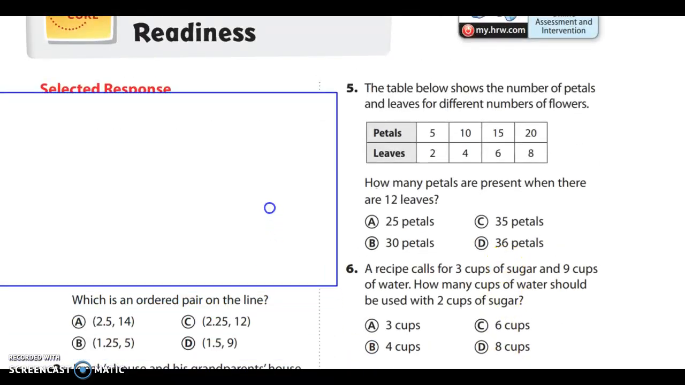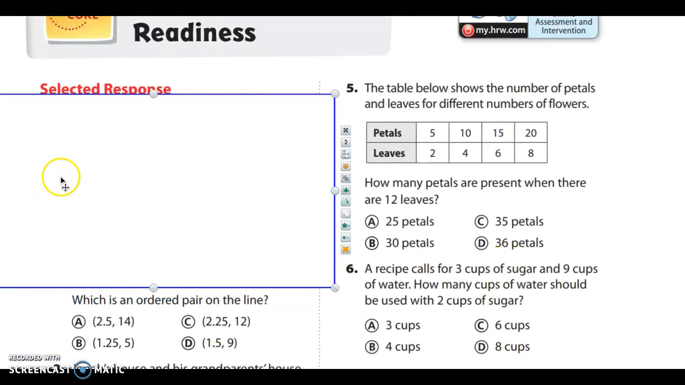Number 5. This is your chance to practice reading tables. Number 5 reads, the table below shows the number of petals and leaves for different numbers of flowers. And the question reads, how many petals are present when there are 12 leaves? If you look at the leaves, 2, 4, 6, 8, there's no 12. It's just not on there. But could any of those become 12 by multiplication? It really could.